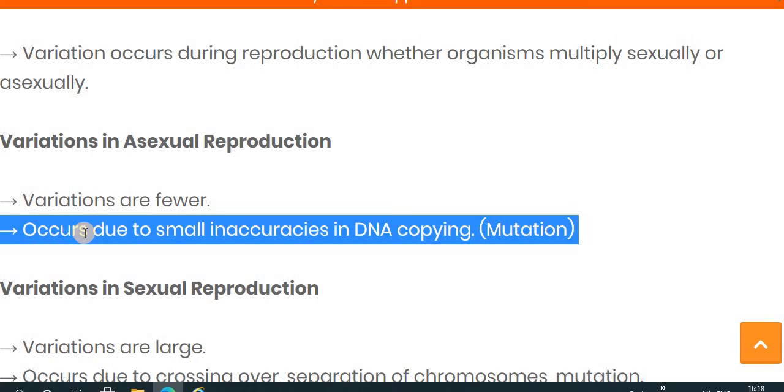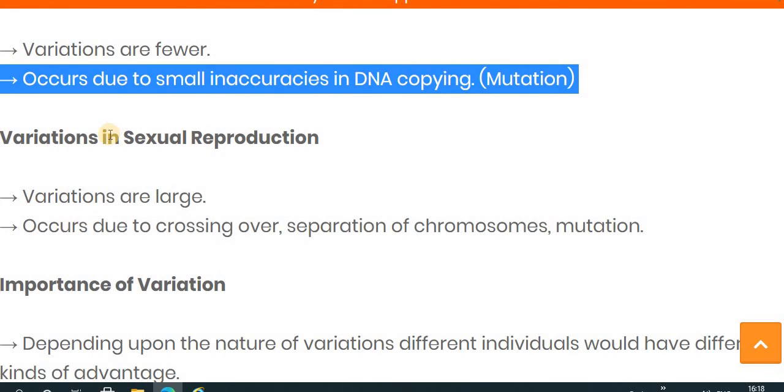Mutation means that due to some natural disaster, a little change occurs during DNA copying, and due to that you can observe changes in the next offspring. So that comes under asexual reproduction.